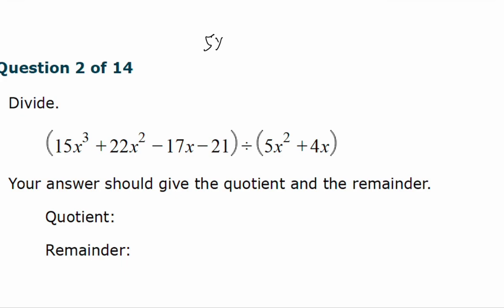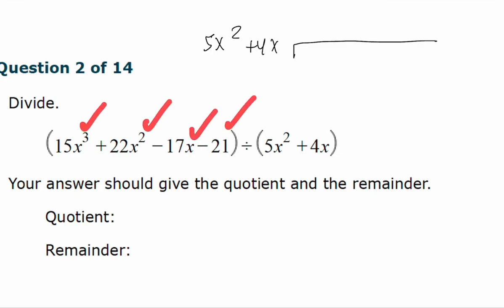So we're going to put 5x squared plus 4x on the outside. Now let's check. You really have to check this part. At least it has to go in order. I know we don't have any constant there, but as long as the first one goes in order, the second one can't miss anything. So we have a 3, a 2, a 1, and a number. So we're good to go.